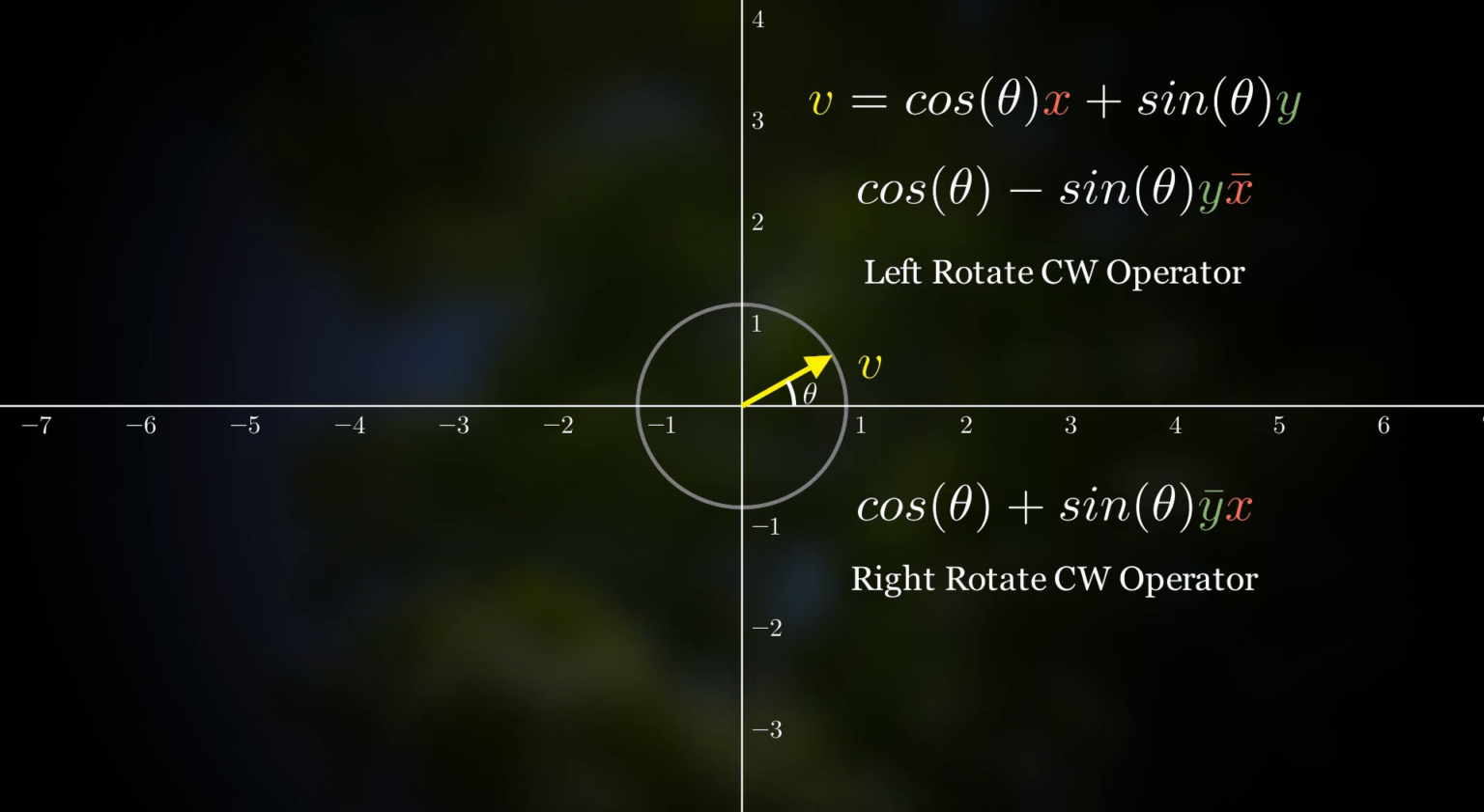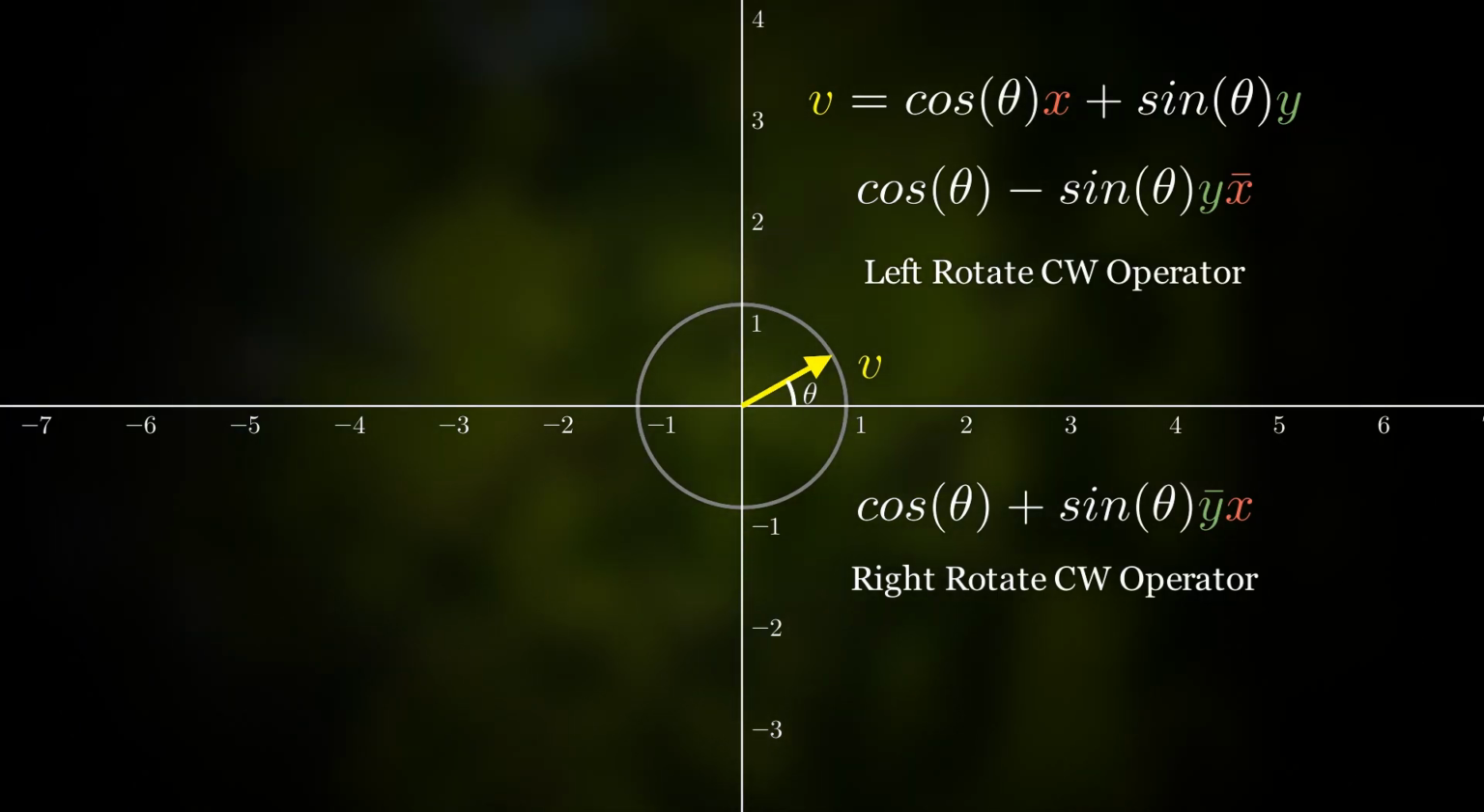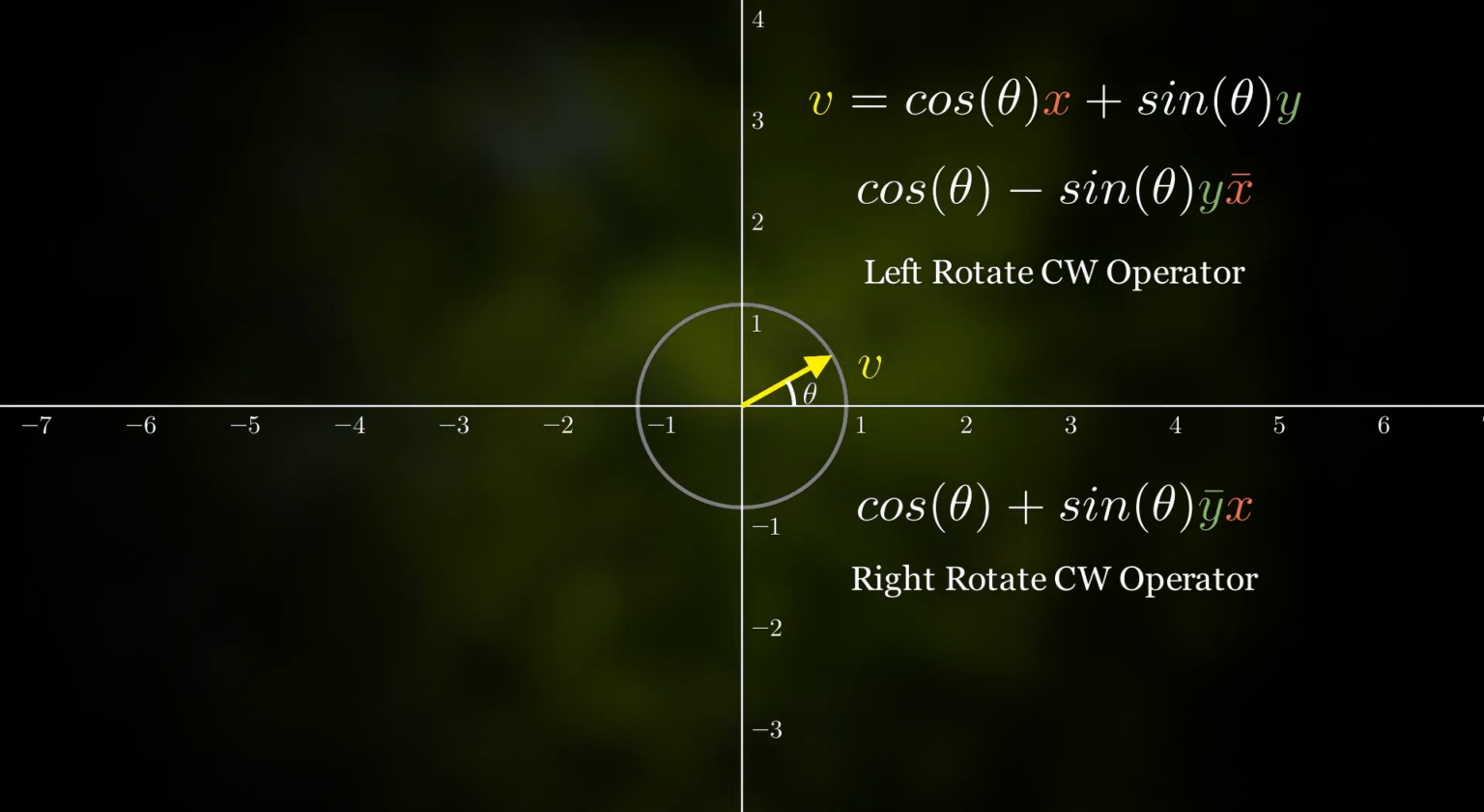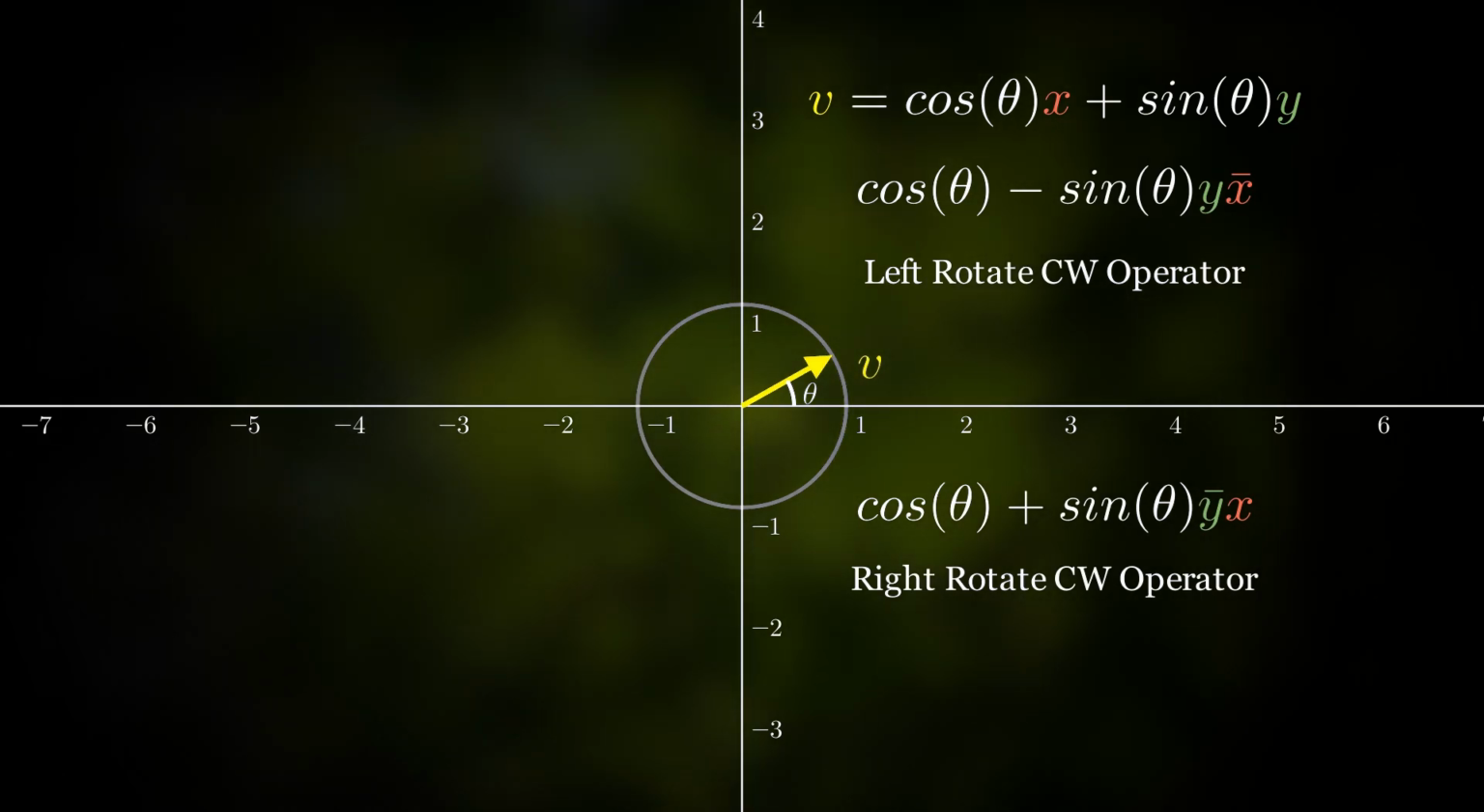And that explains all of 2D rotations. You can rotate by any angle you want, either clockwise or counterclockwise. And you can do it either from the left or from the right. There is something we can do to make our equations nicer though.